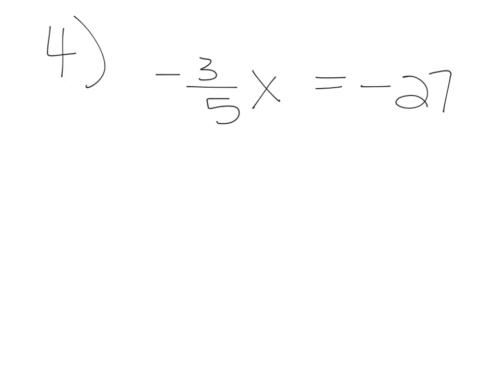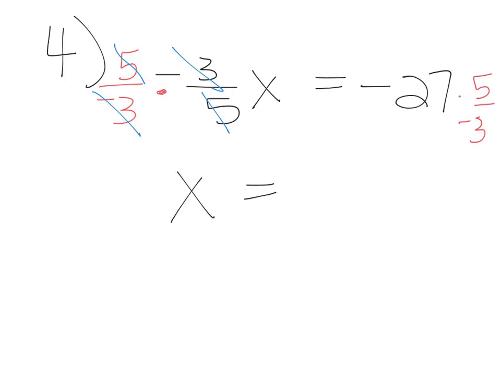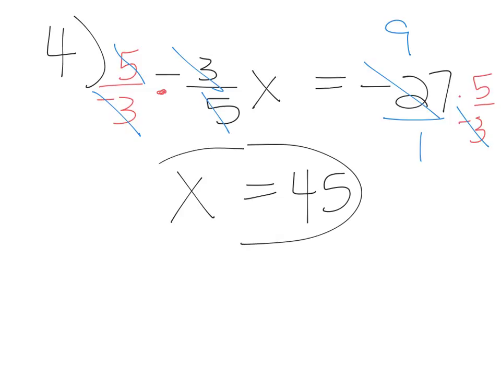Problem number 4. Negative 3/5 x equals negative 27. So this is one of those reciprocal problems. So you're going to multiply both sides by the reciprocal, 5 over negative 3. On the left side, everything cancels out, and you get x equals. On the right side, I'm going to put negative 27 over 1. Negative 3 goes into negative 27 positive 9 times, because 2 negatives make a positive. 9 times 5 is 45. So number 4, x is 45.